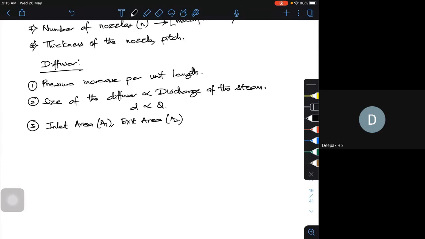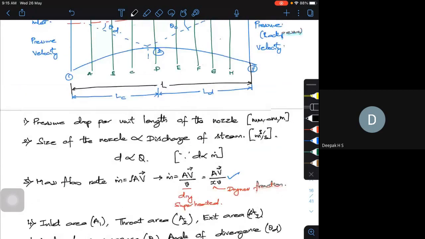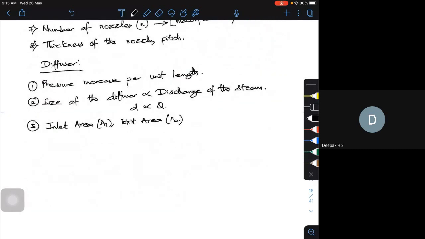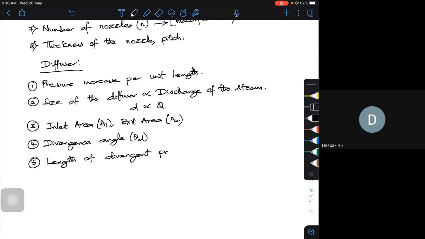Then here I don't have any convergence angle. But in a diffuser, the divergence angle theta d is very, very important. I can write the fourth factor is the divergence angle, theta d or alpha d. Then the length of the divergent portion of the diffuser, which is LD. So these are the factors which are important.